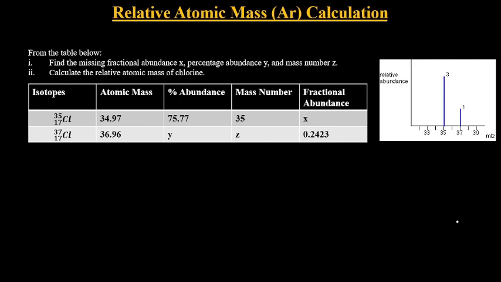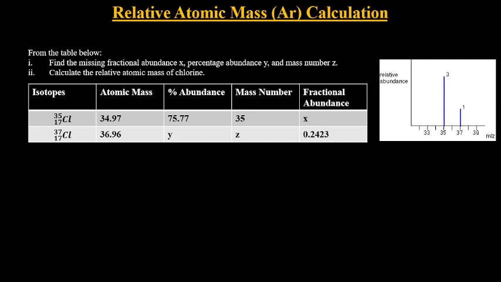Now we have this question here. It says that from the table below, find the missing fractional abundance X, percentage abundance Y, and mass number Z. Then it says calculate the relative atomic mass of chlorine. Now, if you analyze the chlorine in the mass spectrometer, it's going to give you a graph like this. So you can see that there are two peaks there, one with a mass of 35 and one with a mass number of 37, and they are in a ratio of 1 is to 3.